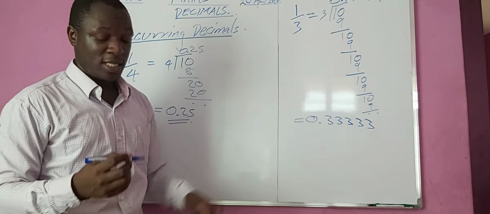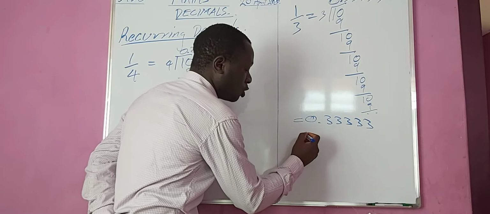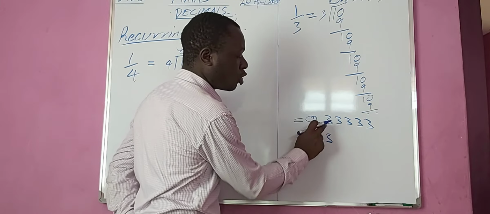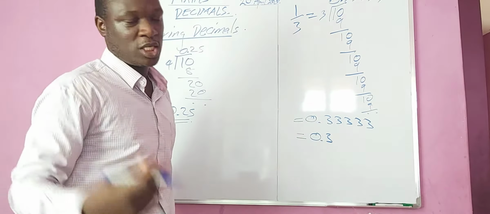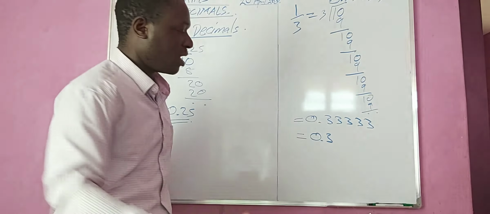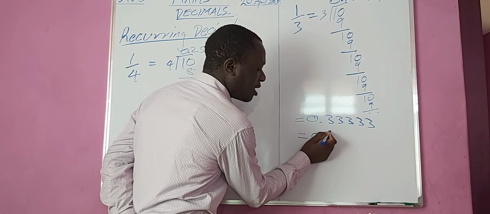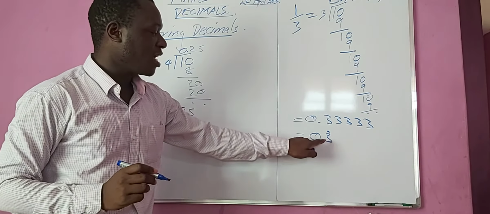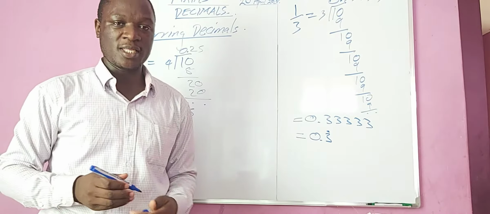To write your answer, you're supposed to put it as 0.3. Then on top of 3, because 3 is the number that keeps on repeating itself, to keep on recurring, we put a dot on top of it. With that mark, it shows that this 3 is repeating itself.